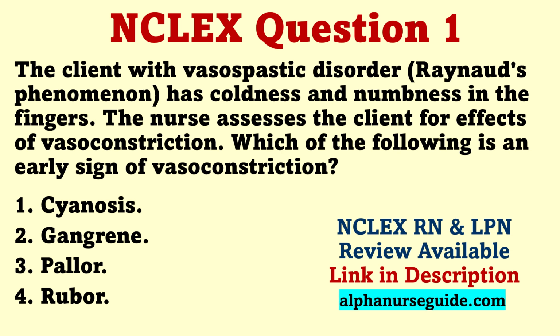The correct answer is 3. Initially, the vasoconstriction effect produces pallor or a whitish coloring, followed by cyanosis and finally rubor. Gangrene is the end result of complete arterial occlusion. The skin is blackened and without a blood supply.